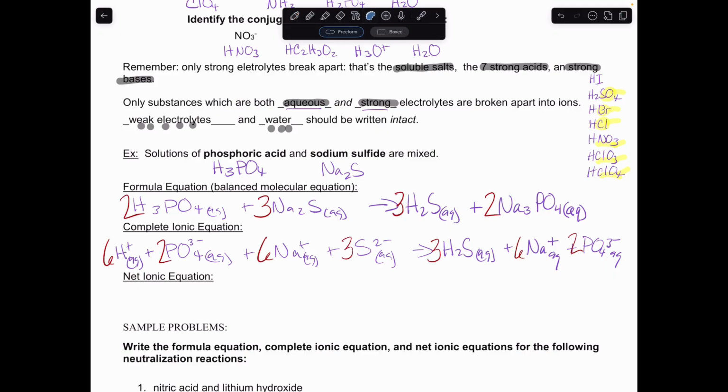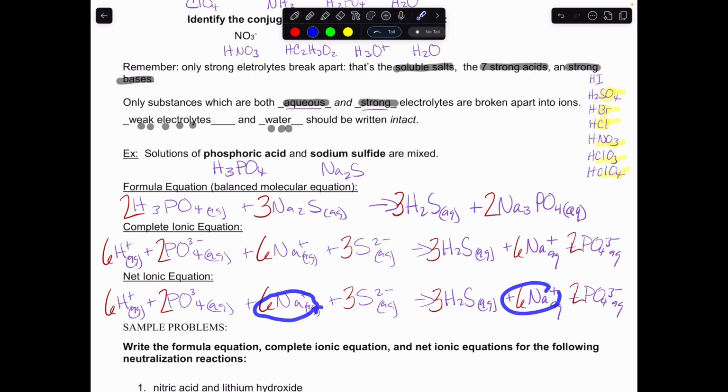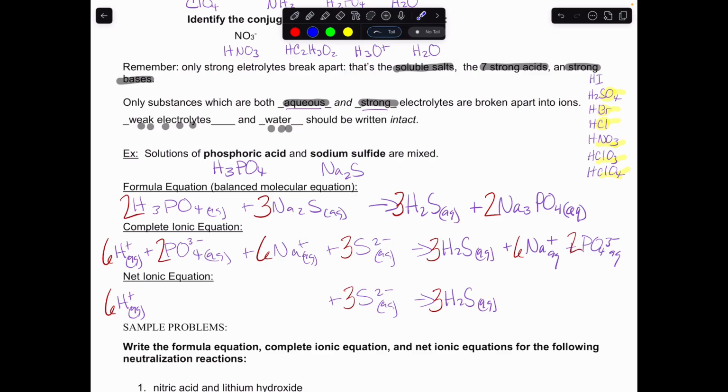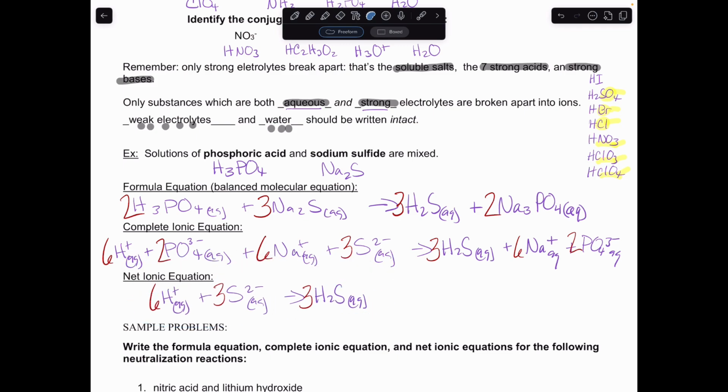Okay, and finally, I'll write the net ionic equation. Here we have a spectator, so I'll go ahead and take that one out on both sides. Do you see any others? PO4 appears to be a spectator. It doesn't change from the beginning of the reaction to the end. And everything else looks like it takes part in the reaction, so I'll go ahead and write these closely together, and that's my net ionic equation.